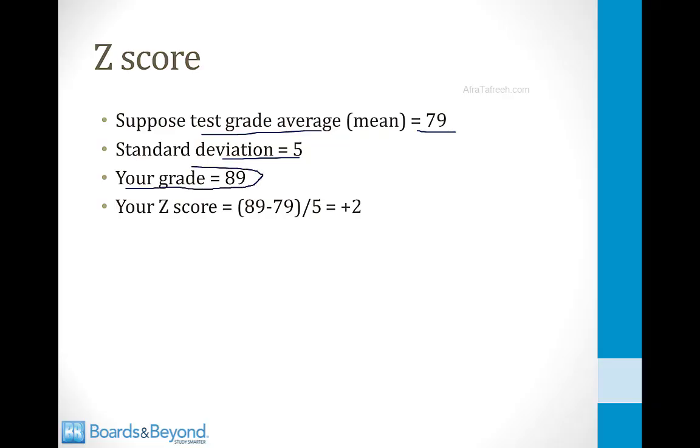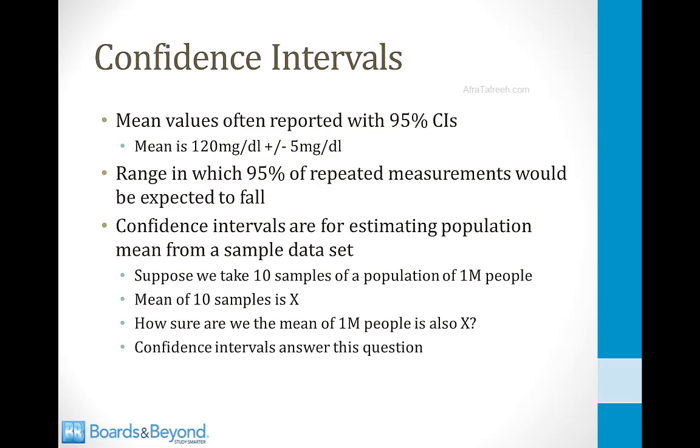If your score on the test was 89, then your z-score would be 89 minus 79, which is 10, divided by 5, or +2. You would be 2 standard deviations away from the mean, and therefore your z-score is +2. The final measure of dispersion I want to discuss is the confidence intervals.